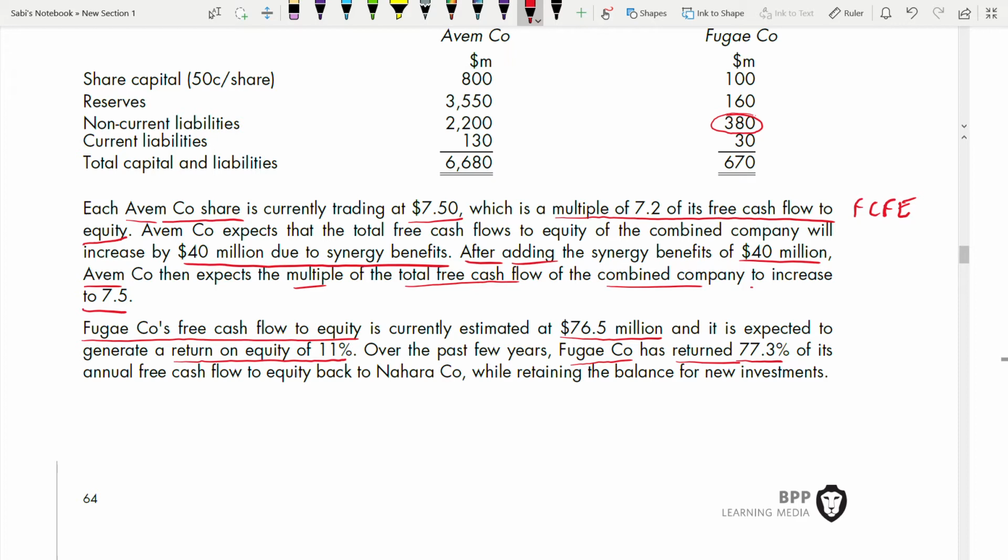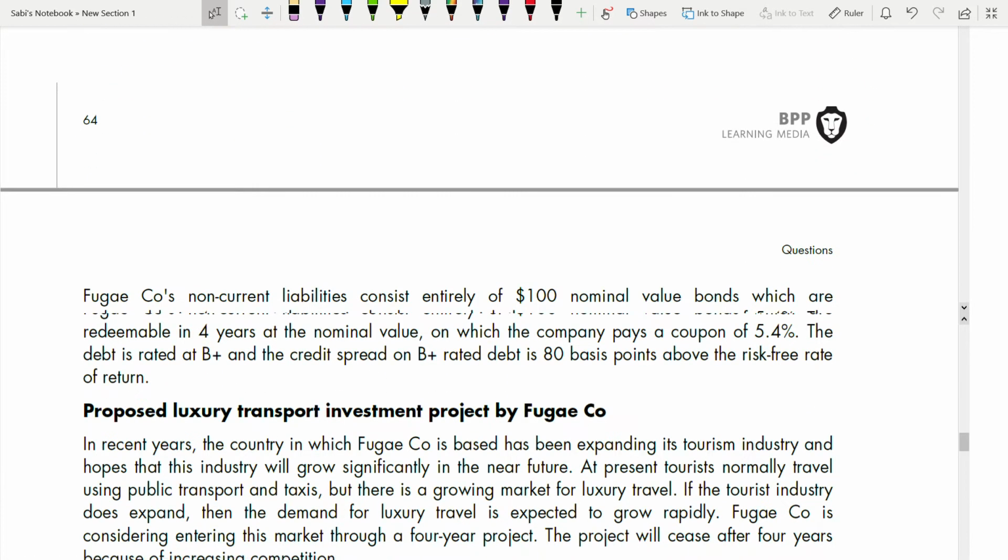Okay, it includes $100 nominal value bonds which are redeemable in 4 years at a nominal value, on which the company pays a coupon. So coupon is 5.4%. The debt is rated at B plus. Okay, and the credit spread on B plus rated debt is 80 basis points above the risk-free rate. Why this is given to you is for you to find what? Cost of debt.